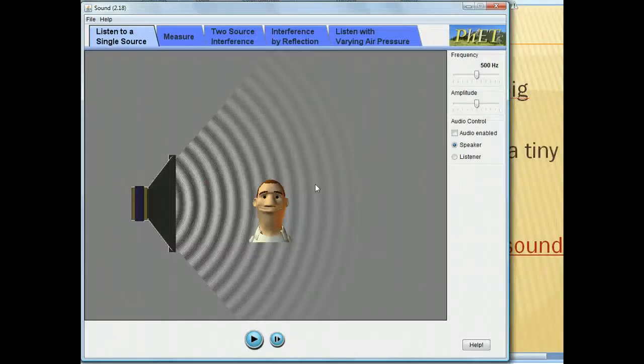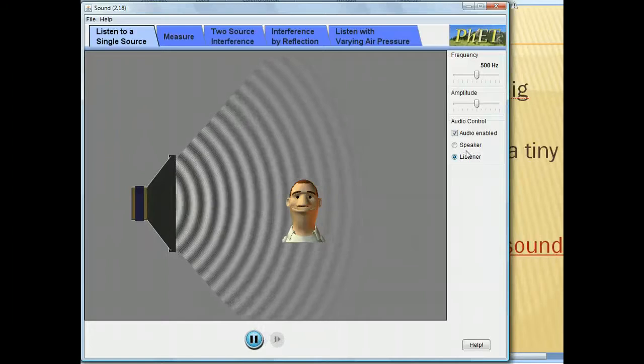Now what we're going to do is look at some simulations. This is the second site, the PhET site, and it deals with sound waves specifically. And here's this guy, and you can move him around side to side on this first tab of listen to single source. I can enable the audio. I'm not sure that you guys can really hear this if I play that.